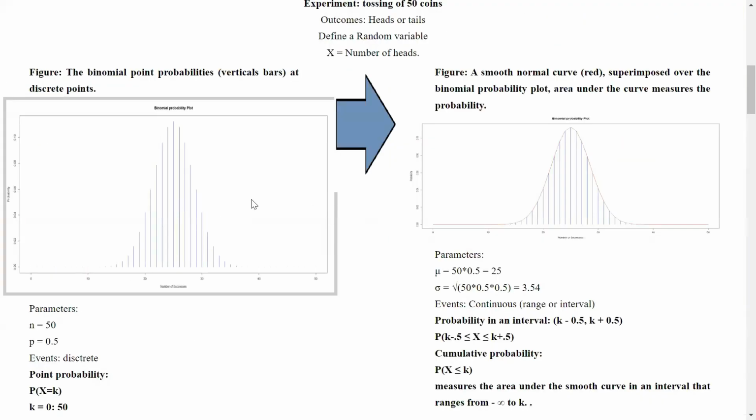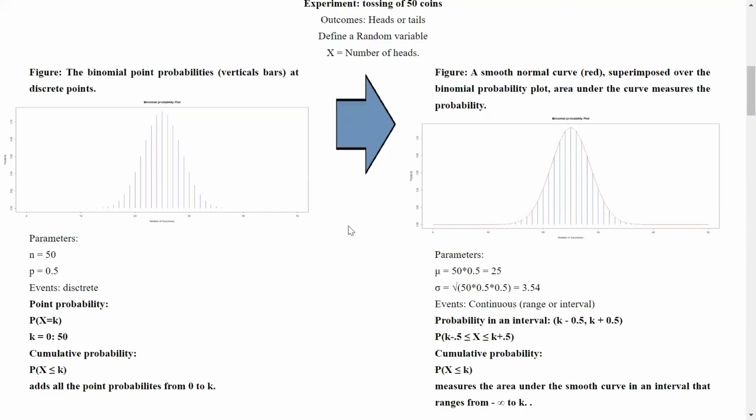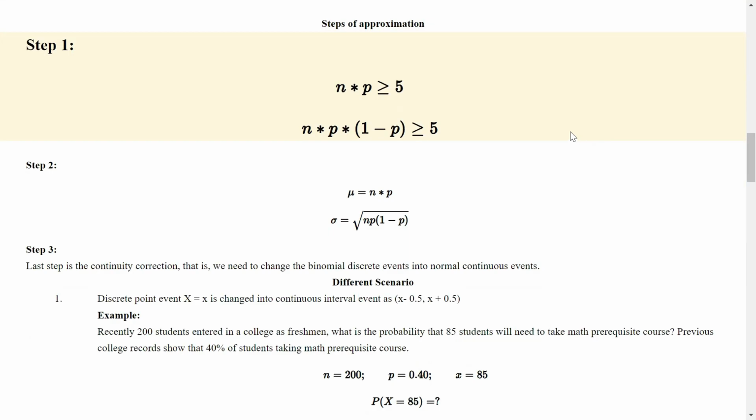The objective of the present discussion is to convert the discrete events shown in this figure into the continuous events that can be defined in this smooth normal curve. This conversion process is the normal approximation of the binomial distribution. Now let's start the steps of this approximation process.